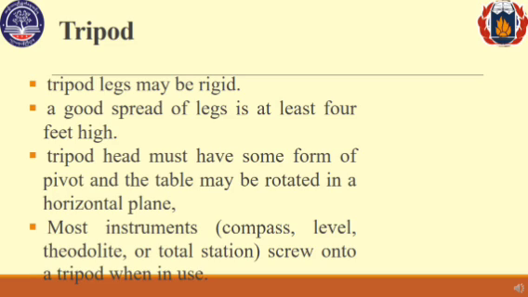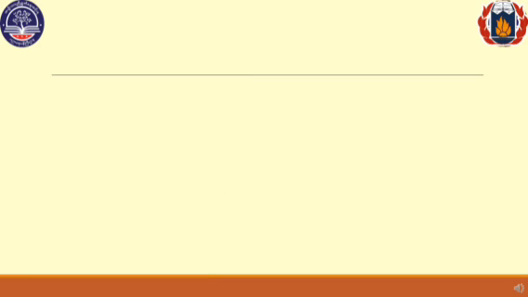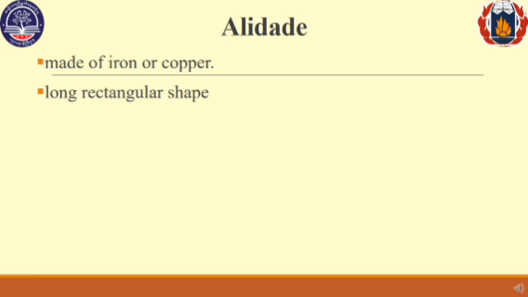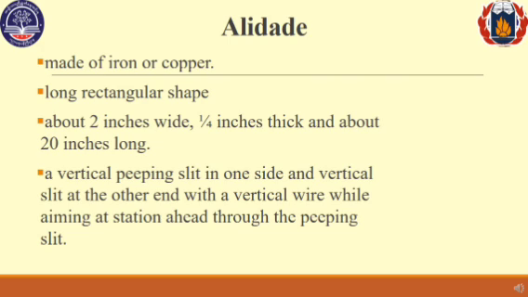The alidade is a rectangular shape of metal, iron or copper, about 2 inches wide, 1 foot long, and about 2 inches thick. A vertical wire is fixed at one end, and a vertical slit at the other end, aiming straight ahead through the fitting slit.